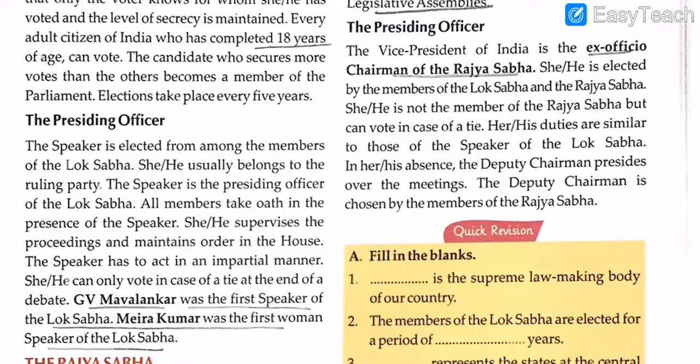Now quickly, what were the two parts of the state legislature? I give you 5 seconds. 5, 4, 3, 2, 1, and 0. Okay, I'll tell you the correct answer now. It was the legislative assembly and the legislative council. One is called Vidhan Sabha, the other is called Vidhan Parishad. MLA and MLC. Perfect. Now let's move on to Rajya Sabha.